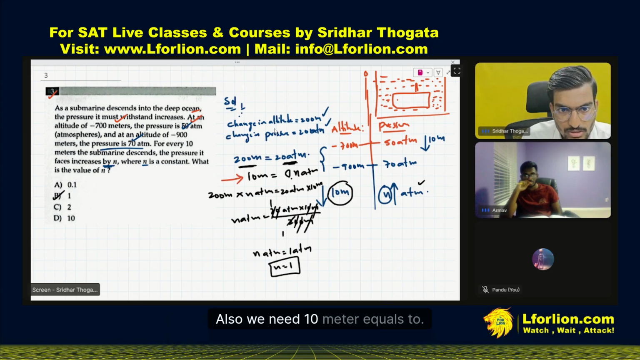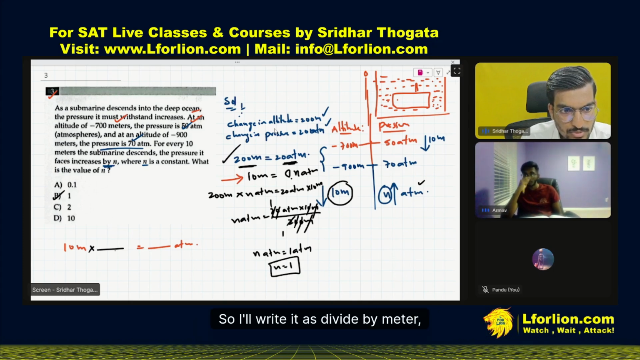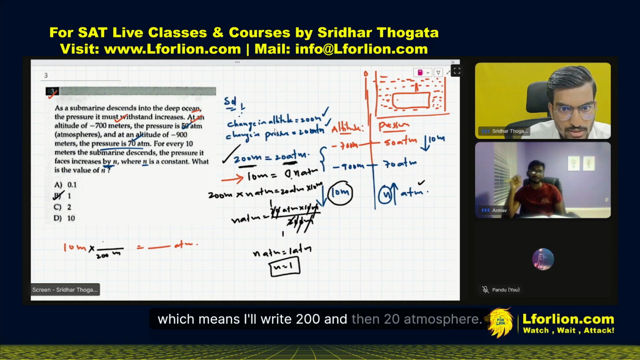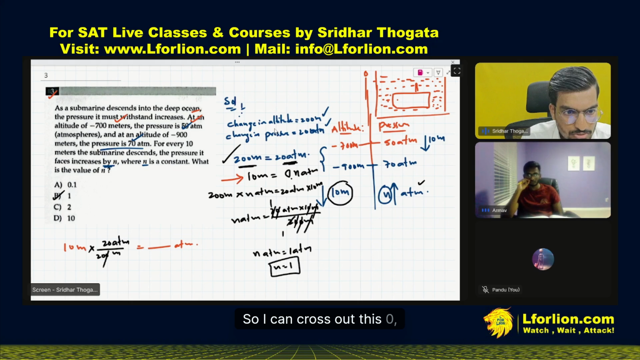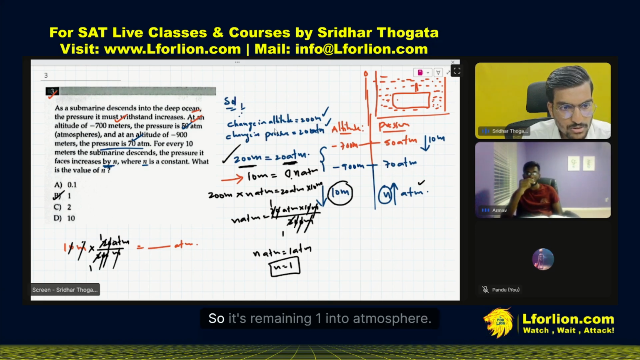We need 10 meter equals how many atmosphere. So we need to cross out this meter. The information we have is this. I'll write it as divided by meter, which means I'll write 200 and then 20 atmosphere. I can cross out this 0, this 0, this 0, this 0, gone, and then 2 times 1, 2 times 1. The remaining is meter, meter also gone. So it's remaining 1 into atmosphere. 1 atmosphere is the answer.